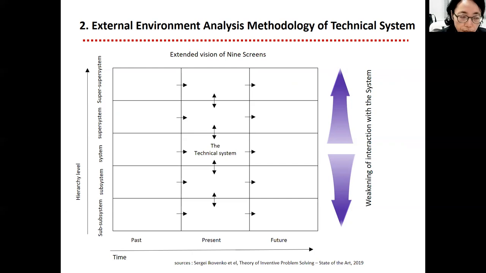In this study, we apply the basic concept of the systematic analysis method of TRIZ for the external environment analysis of the system. We define the super system of a given system as macro environmental factors and the super system as micro environmental factors that are directly related with the system.